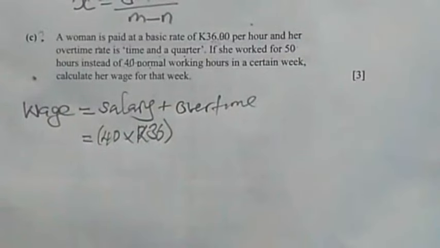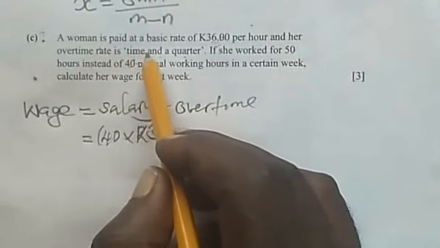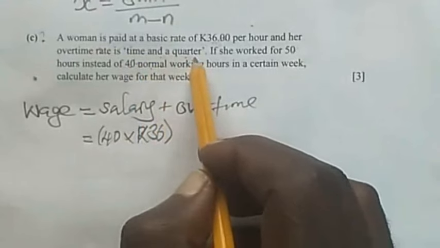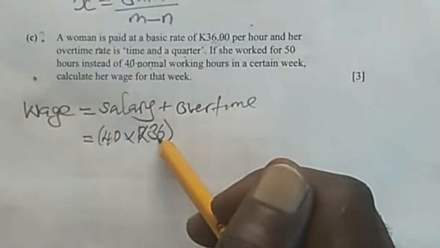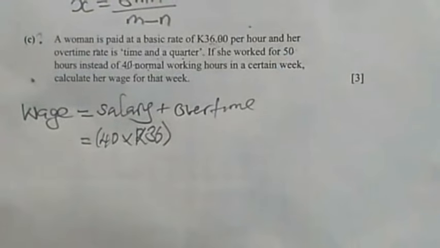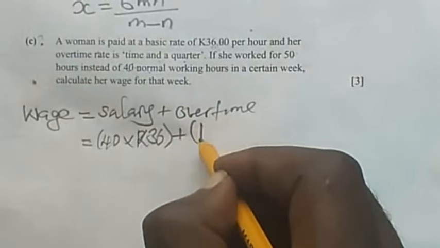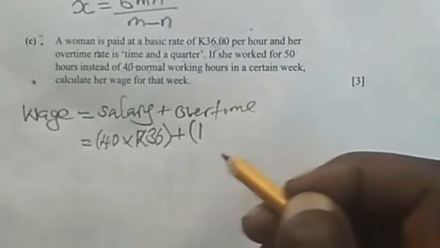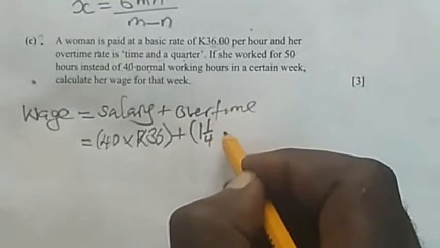Then when we go back to the statement of overtime, we are told that she works for time and a quarter. So we need to divide 36 by 4, which will give us 9. Then we add that 9 to 36. It's more or less like we say plus, then open bracket, 1, which means normal time, and a quarter, which will be 1 over 4.